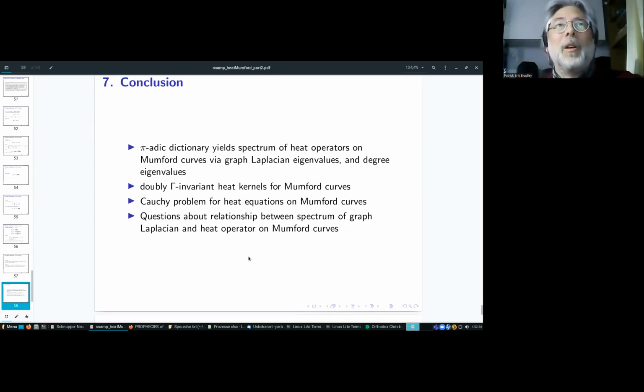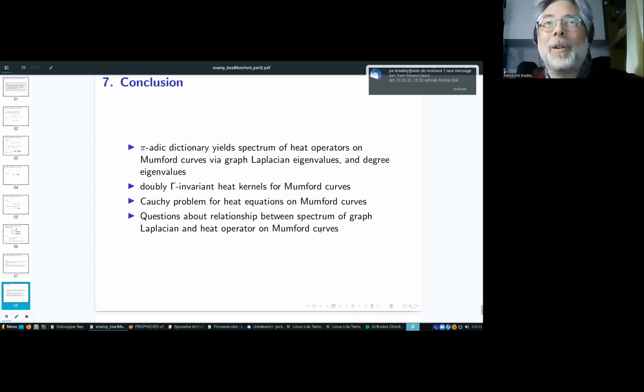So, conclusion: we have a p-adic dictionary, and this yields the spectrum of heat operators on Mumford curves via graph Laplacian eigenvalues. And also we have the degree eigenvalues of these heat operators. We have double invariant heat kernels for Mumford curves, and the Cauchy problem for heat equations on Mumford curves is settled. And we ended with some questions about the relationship between the spectrum of the graph Laplacian and the heat operator on Mumford curves.